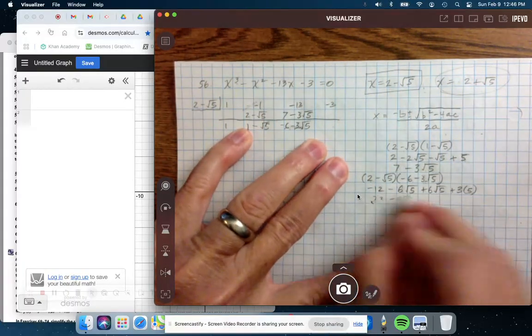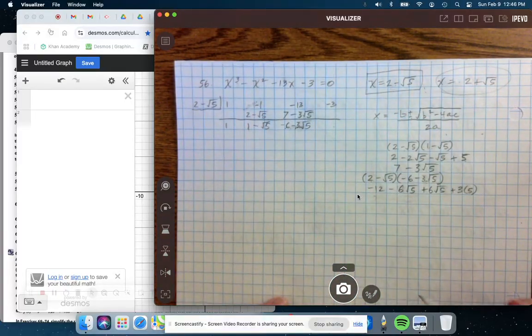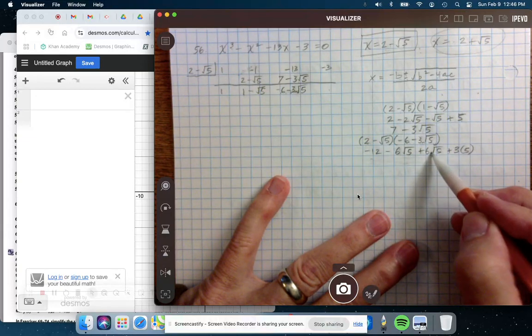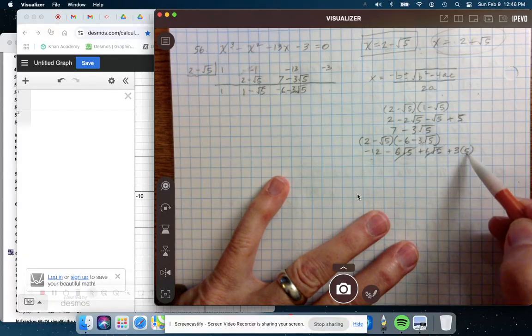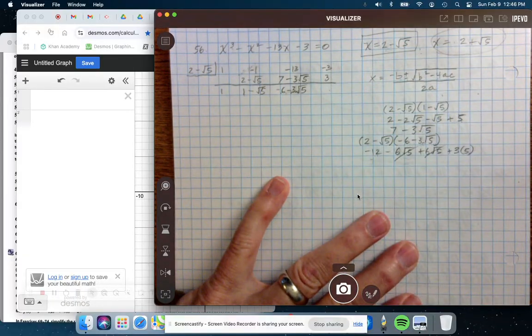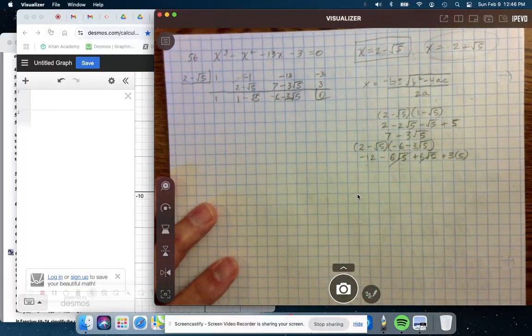Okay. This is better. So notice minus 6 square root of 5, positive 6 square root of 5 cancel out. That's a minus 12. That's a 15. Negative 12 and 15 is 3. That's looking much better, and 0. So we're good. All right.